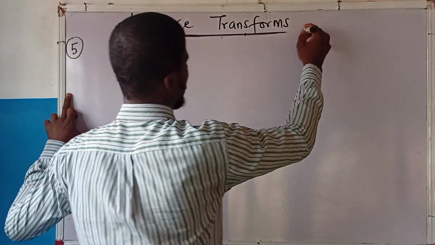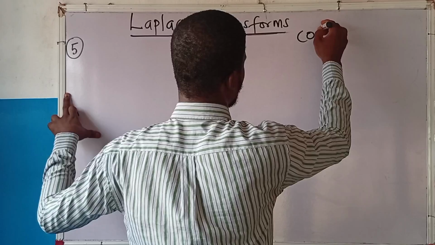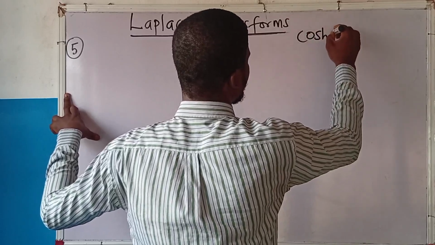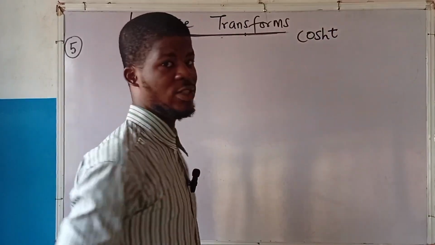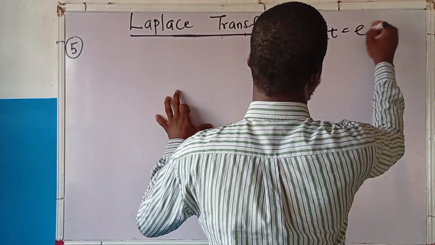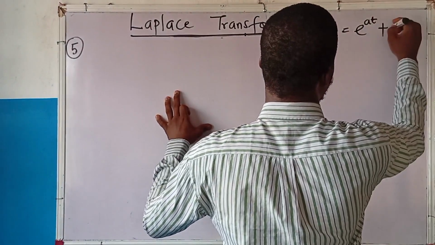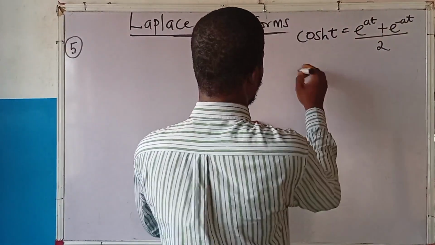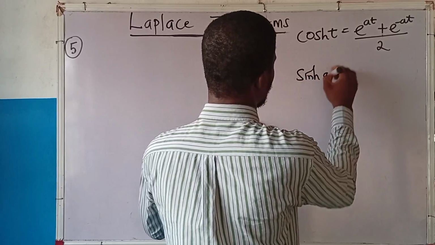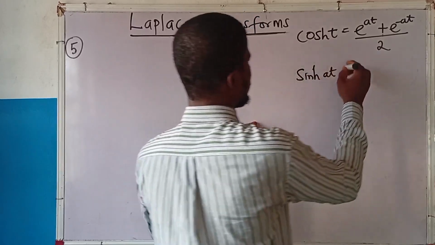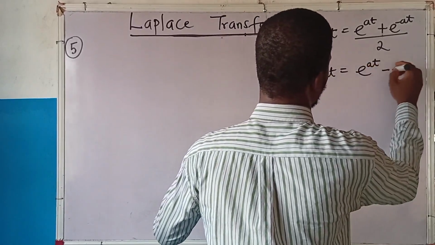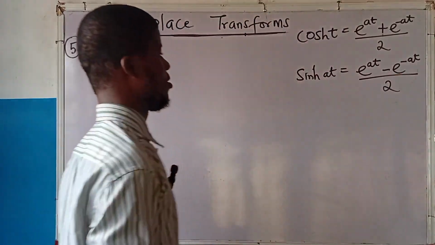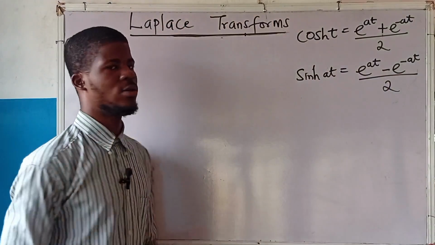Take note, hyperbolic cosine of at, that's cosh at, is e to the power of at plus e to the power of minus at, all over 2. Then for the hyperbolic sine function, that's sinh at, it is e to the power of at minus e to the power of minus at, all over 2. That's it for the hyperbolic sine and cosine.